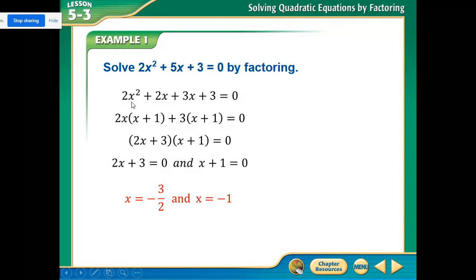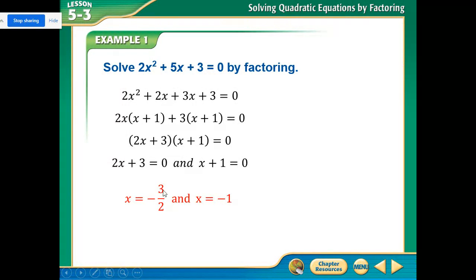So now I take a look at the first two. What's in common here? A 2x. What's left is an x and then a 1. Here I take a 3 out and I'm left with x plus 1. Take the two combinations and we have 2x plus 3 and x plus 1. Split it, 2x plus 3 and x plus 1 equals 0.